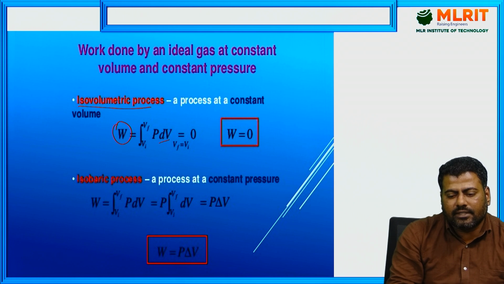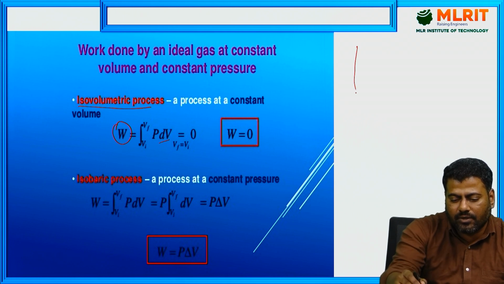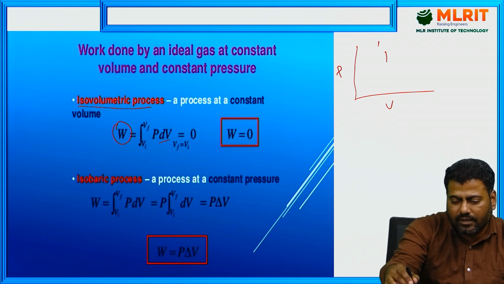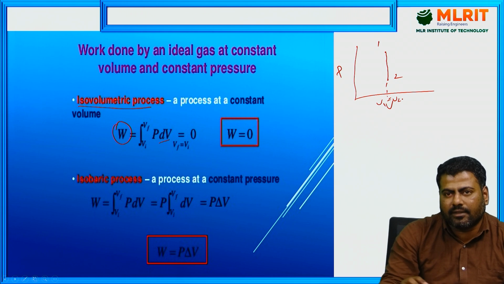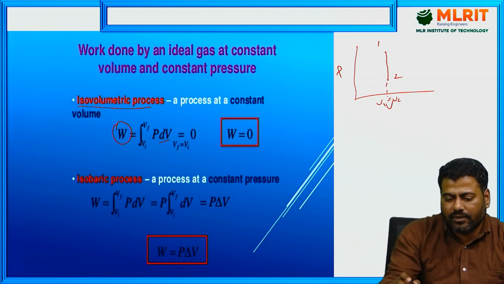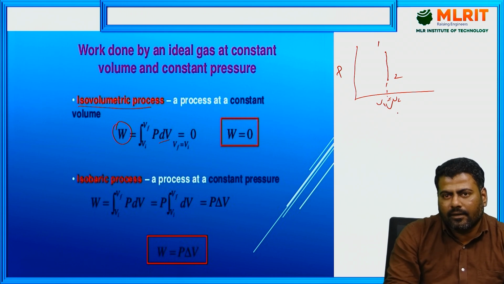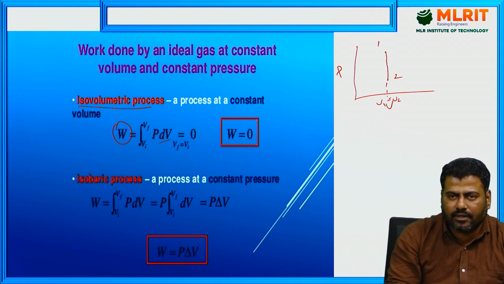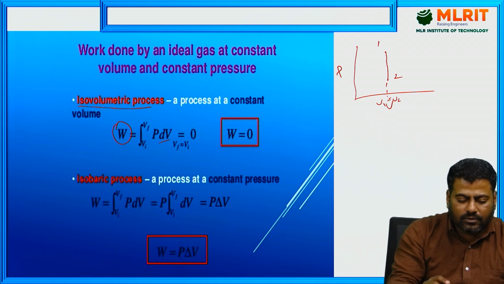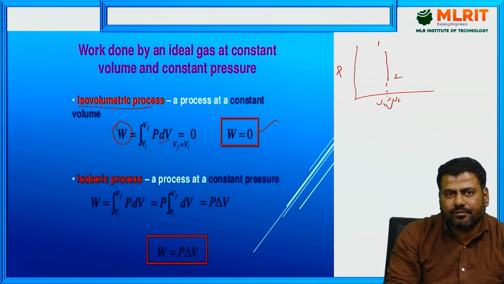right? So for the constant volume process, in the PV diagram, the change in the volume, what is that? 1 to 2. It is a vertical line. So 1 to 2 is nothing but V1 equal to V2. There is no change in the volume with respect to the path. So there is no displacement also. So I can say W equal to 0.